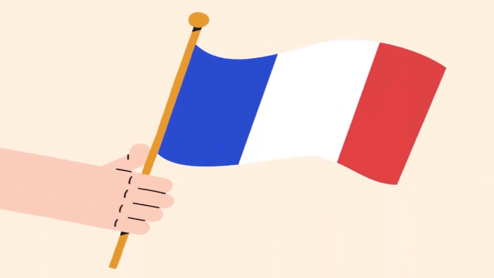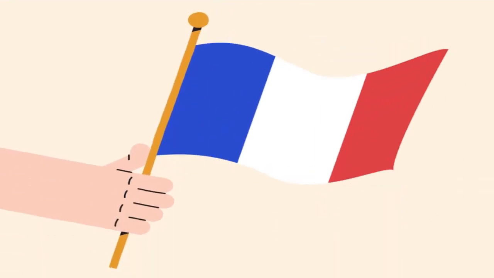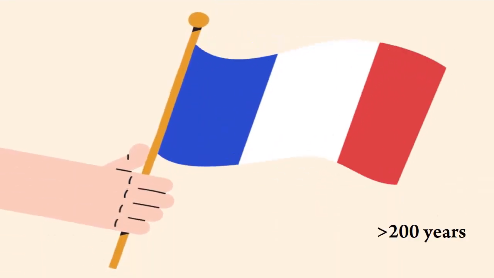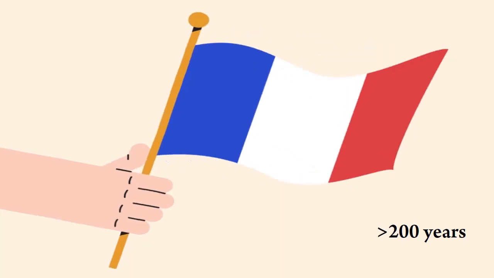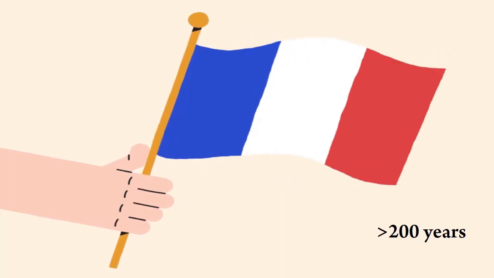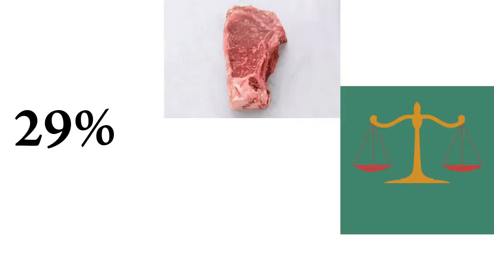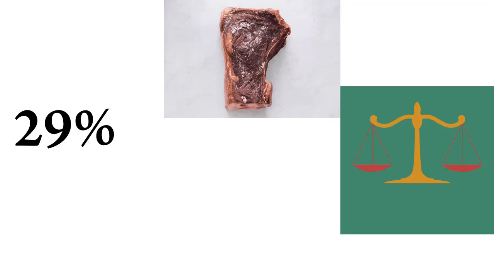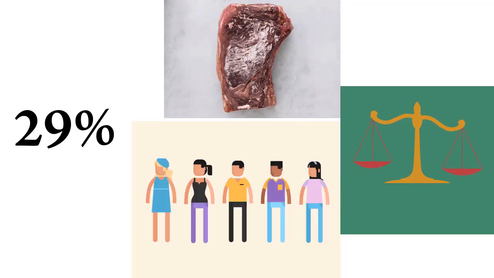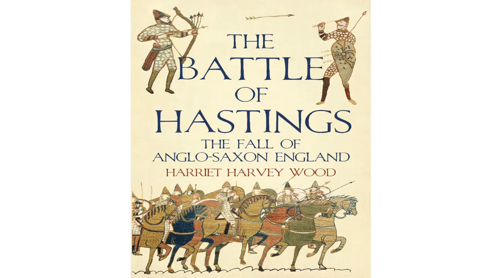Now we've come to the end of the Old English period. It was the time of the Norman invasions, and the French became the only country that ruled England for more than 200 years. It led to 29% of the English vocabulary coming from French, such as beef, justice, and people. Another important thing that happened is the Battle of Hastings, which will be explained in detail in the next part.